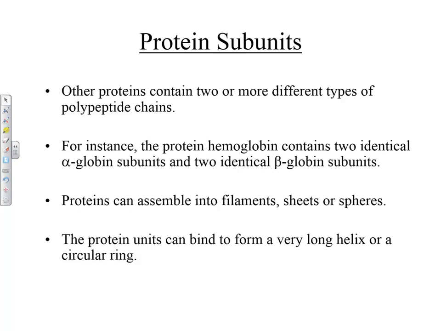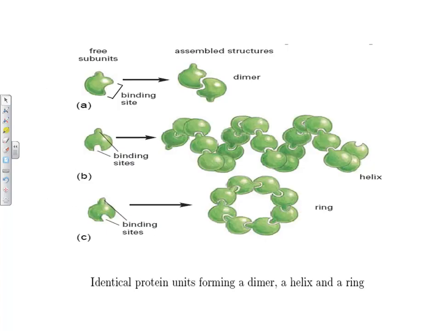Now, proteins can assemble into filaments, sheets, or spheres, and protein units can bind to form a very long helix or a circular ring. And I think I'll stop at that. Probably there is a picture. So let's stop with this picture.